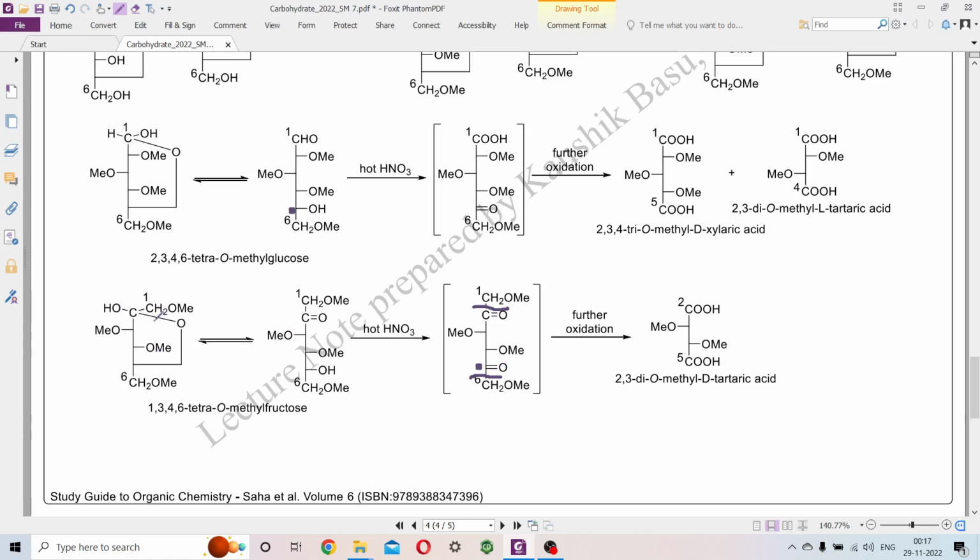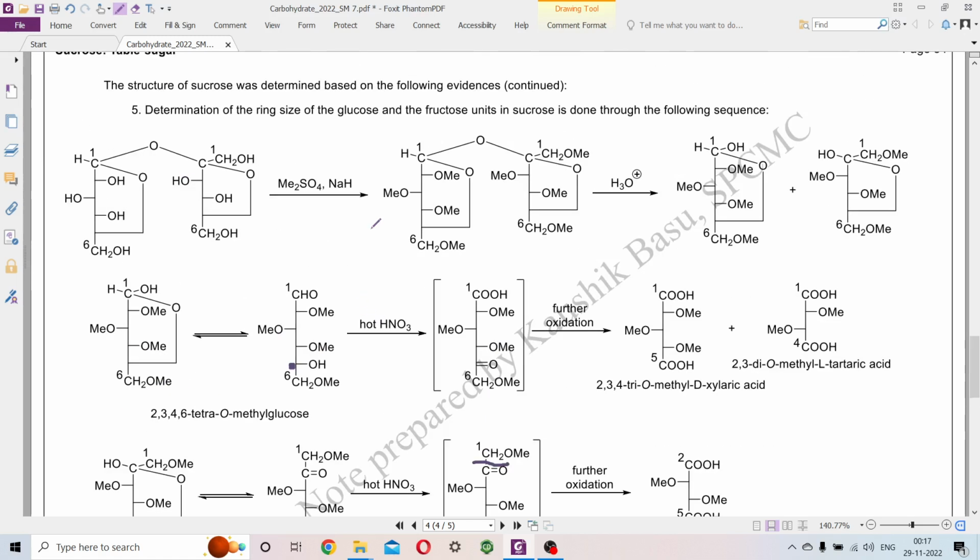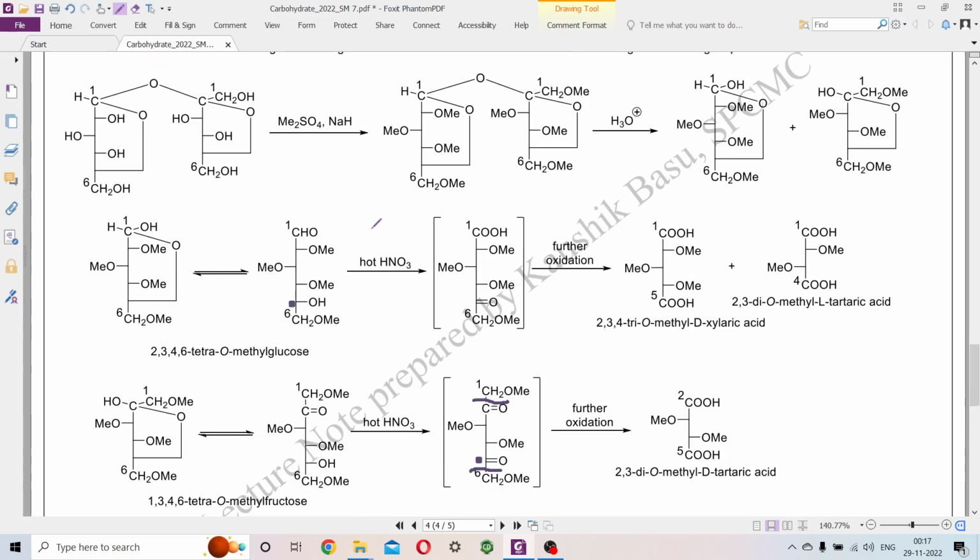That means it is a fructofuranose form which is present in sucrose. This is a very elegant piece of experiment from which you can determine the ring size of the two monosaccharide units present in the sucrose.